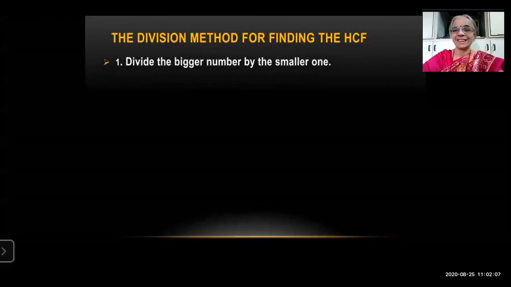In the division method, out of the two numbers given, divide the bigger number by the smaller one. So when we divide it, children, there will be a remainder. There will be a remainder. And so, the next step, divide the previous divisor by the remainder.